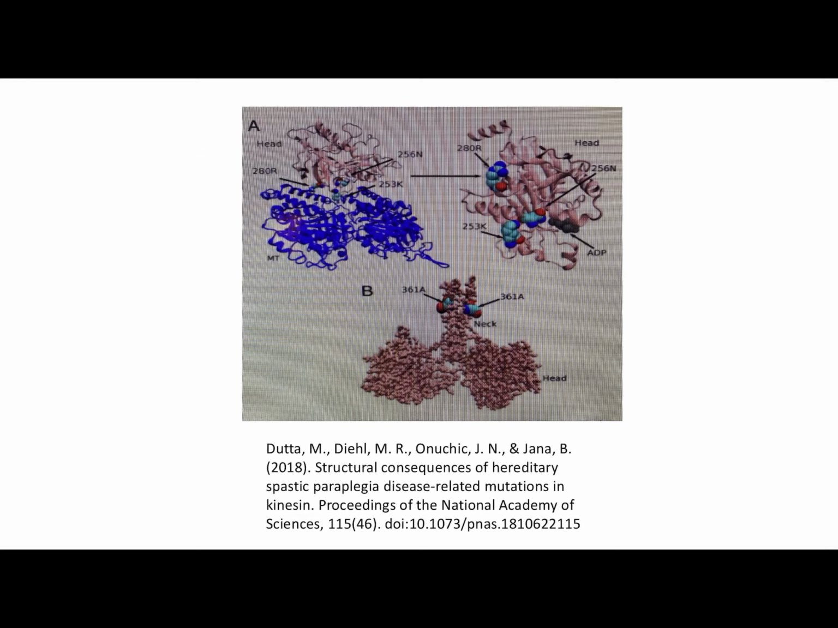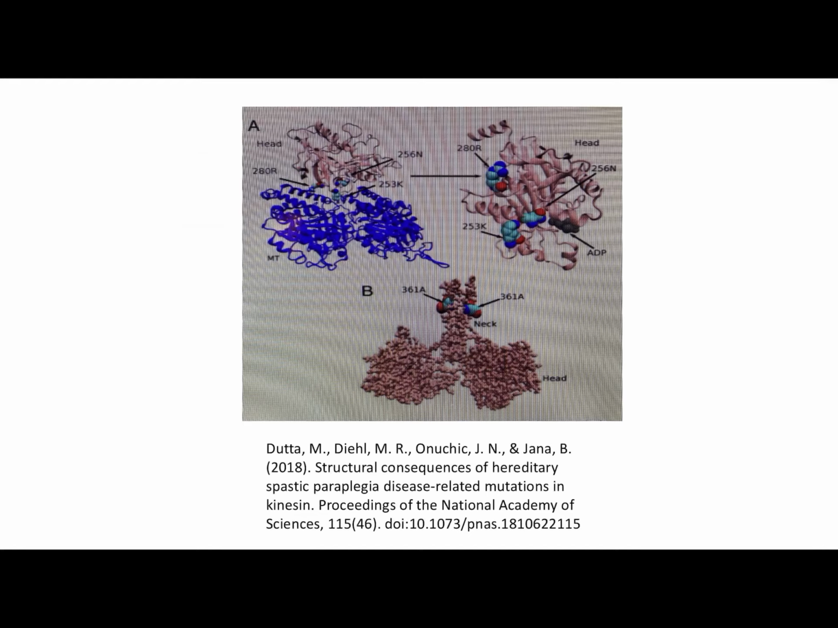So here in this image, I wanted to go ahead and talk about the structure. In letter A, it demonstrates the MT bound single head domain of kinesin. That's where you can see the blue, and over here in the red, you can see where it's identifying the head. And in letter B, it demonstrates the head domain residue, also known as the 361 ALA, that is located at the coil stalk region, right here in letter B.